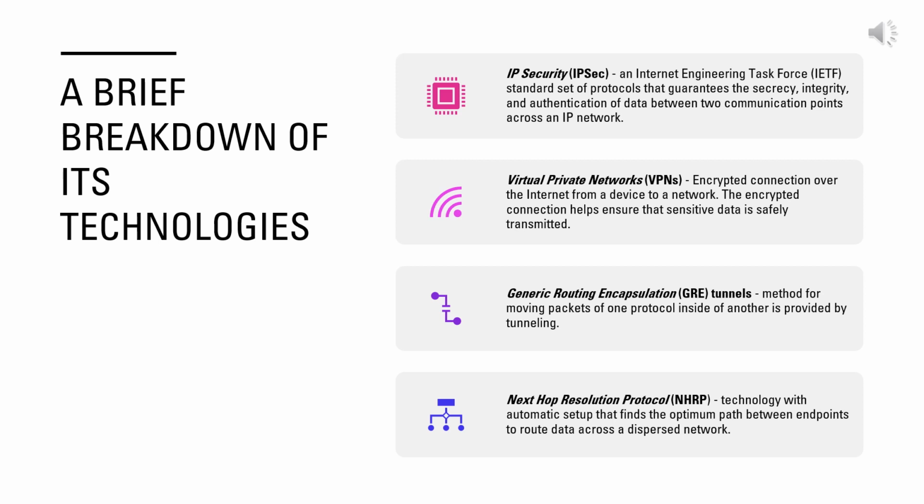With NHRP, a computer sending data to another computer can learn the most direct route by using the fewest number of hops to the receiving computer. And VPN, which we are most familiar with, is a service that encrypts your internet traffic on unsecured networks.